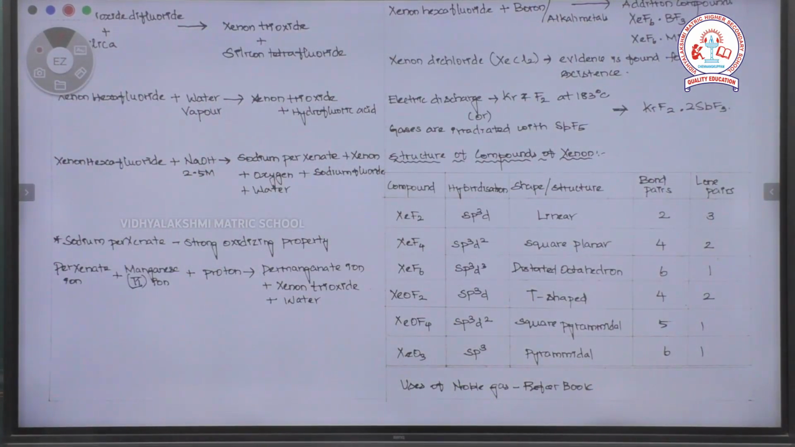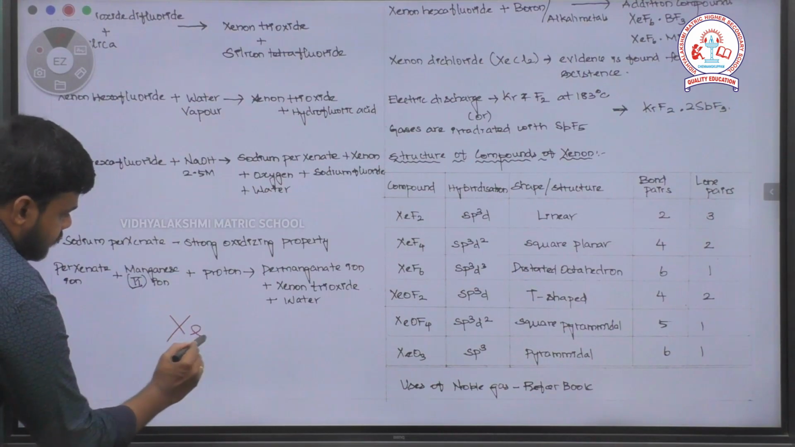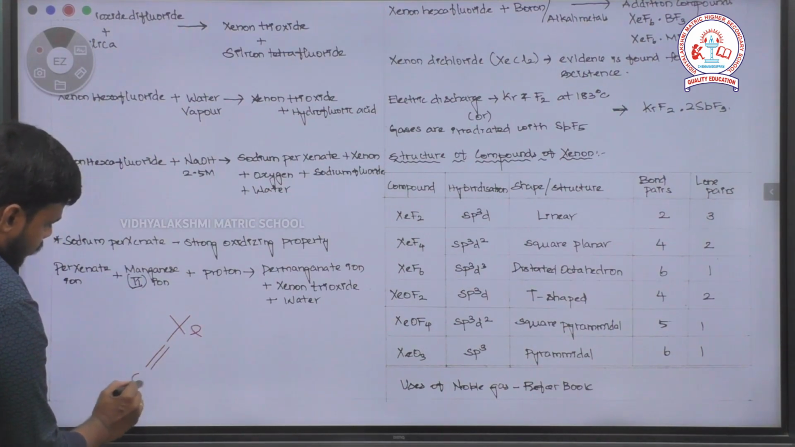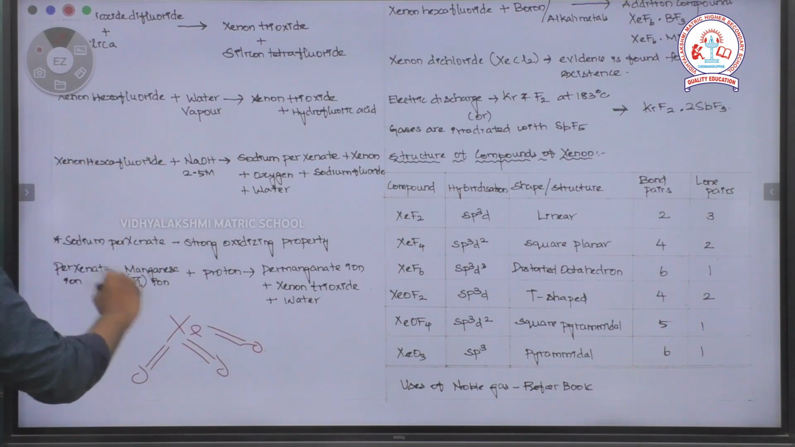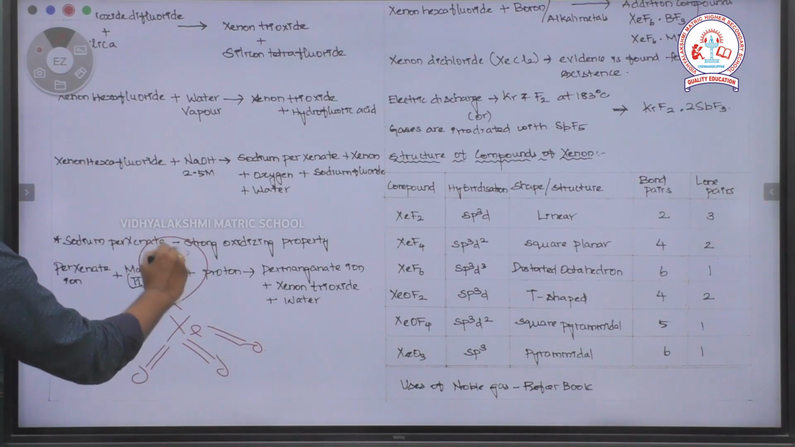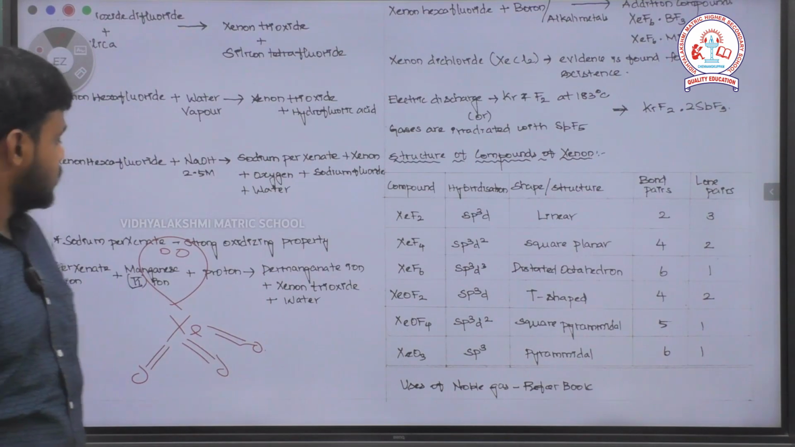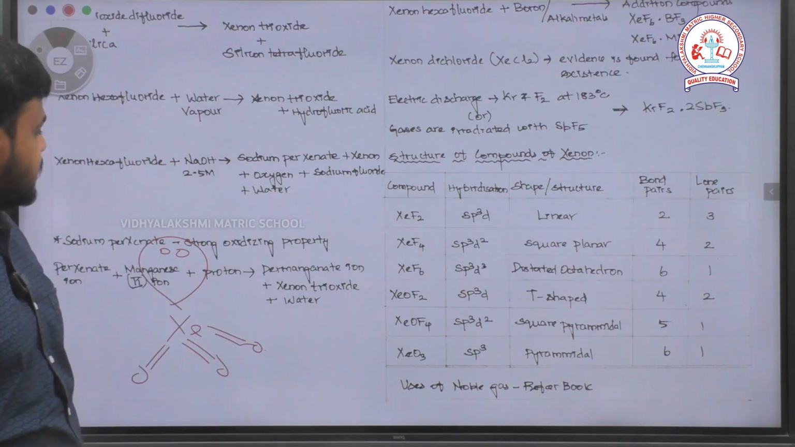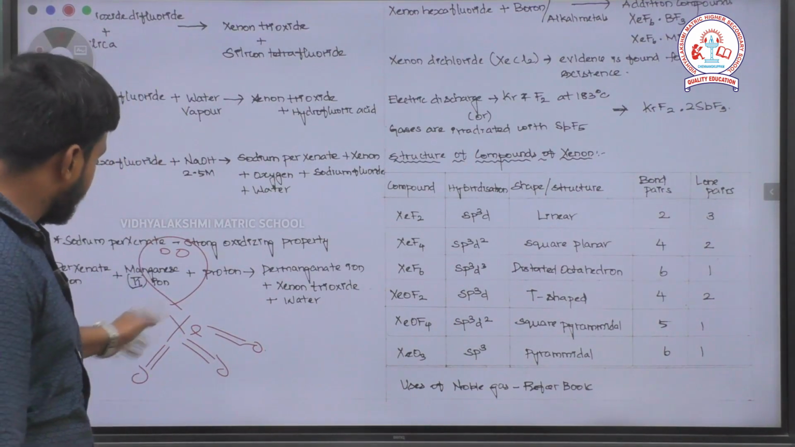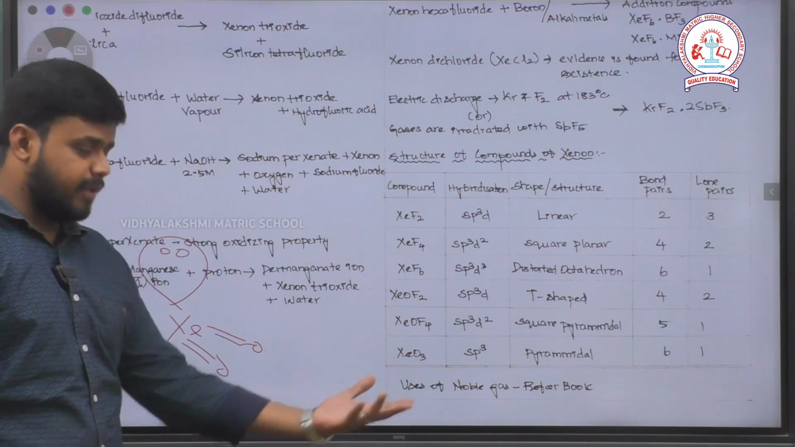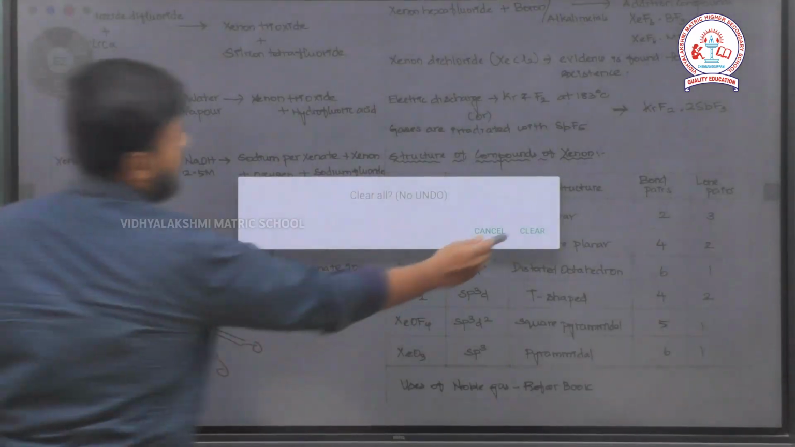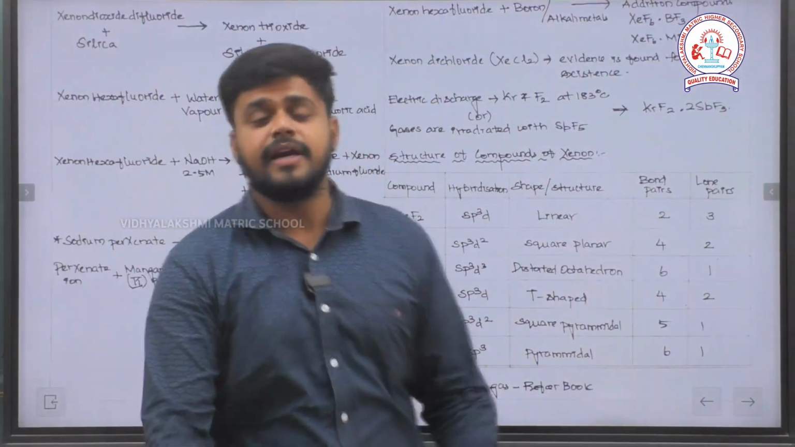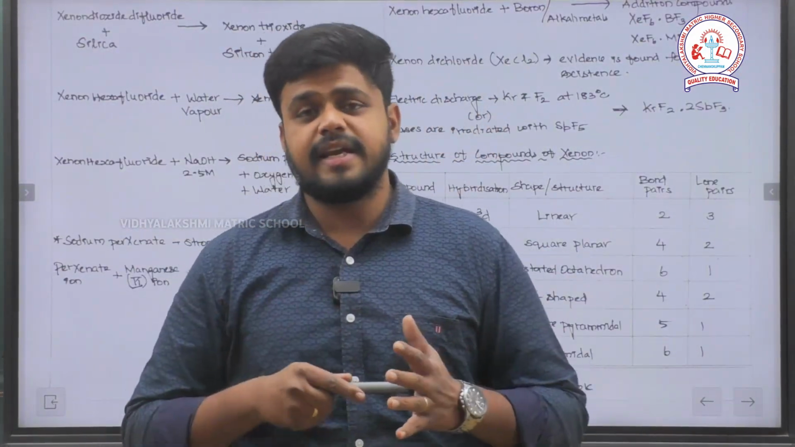XeO3. XeO3 will get a pyramidal structure. Then one lone pair will be present here. So it gets a pyramidal structure. So the hybridization is sp3 hybridization, because the 3 pi bonds are formed by the unhybridized p orbitals. So it's very clear. So these are all the structures of the compounds of the inert gases.